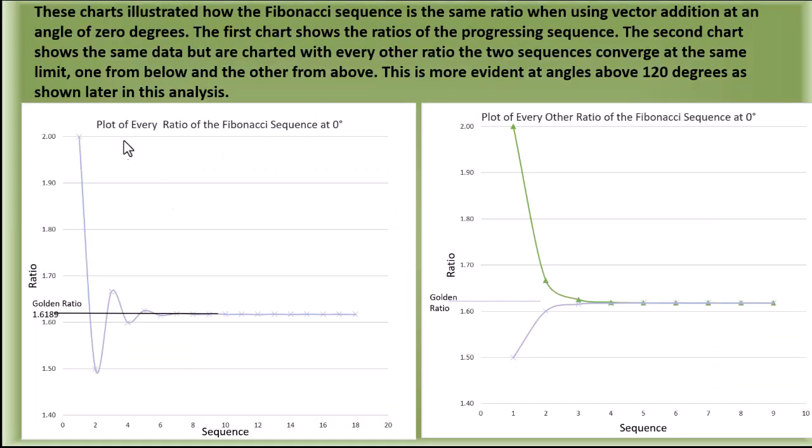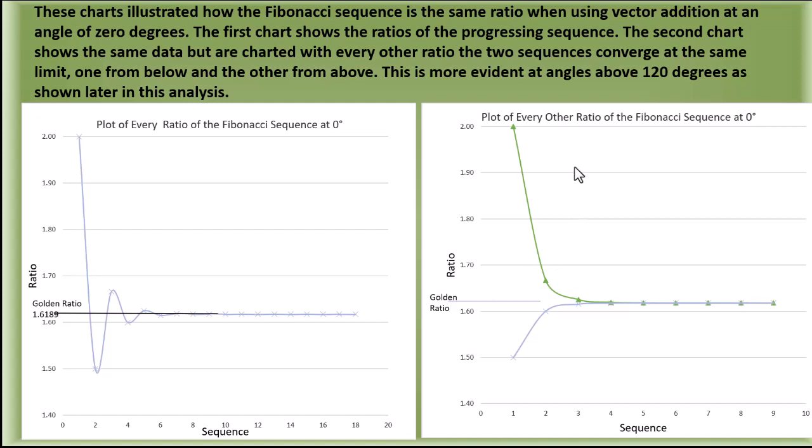The first chart is a plot of the ratios of the Fibonacci numbers as they increase. We're looking at a fit for that, but it's no big deal in terms of its fit. But you can see it does approach a limit as the sequence numbers increase.